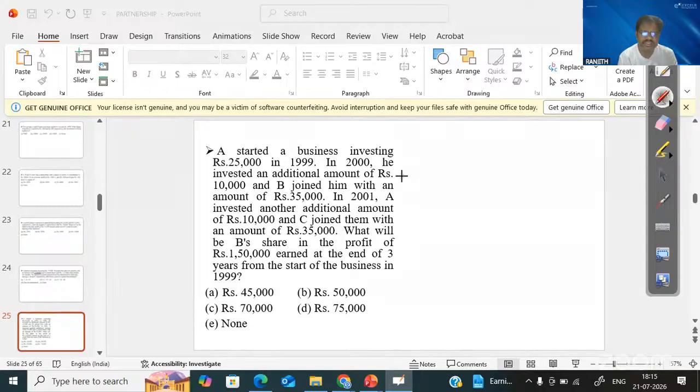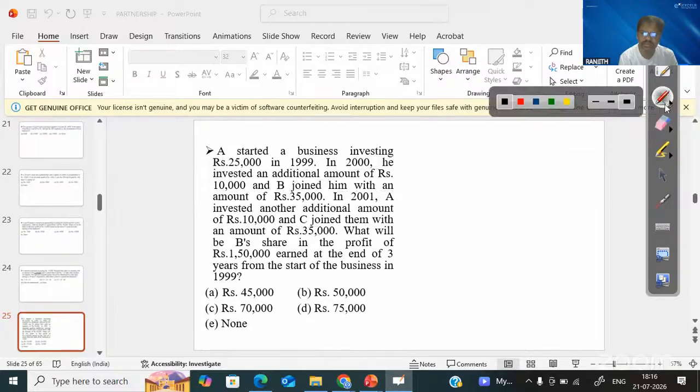A started a business investing 25,000 in 1999. In 2000, he invested an additional amount of rupees 10,000. B joined him with the amount of 35,000 in 2001. Again, A invested another 10,000 and C joined with the amount of 35,000. What will be the B share in the profit of 1,50,000 earned at the end of 3 years from the starting of the business? So it is changing year by year.